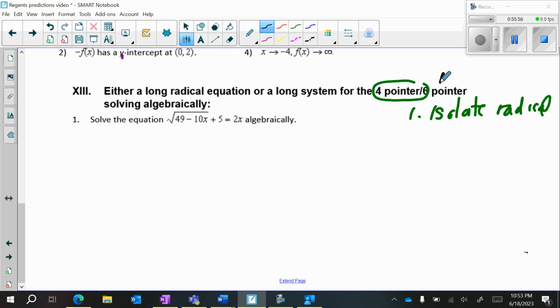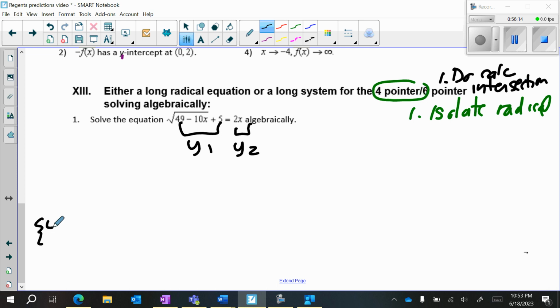The first step is going to be do the calculator strategy to find the intersection and get the answer before you even do anything. So put this in y1, put this in y2, find the intersection and write it down. When you write it down, I think you get 4. Now, just write that on the side, note to self. You could even sketch the little intersection for yourself and be like, okay, I know I have to get 4. Now what we're going to do is isolate the radical, so subtract 5.